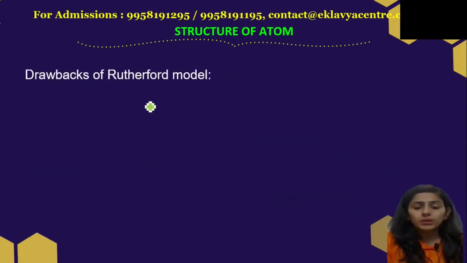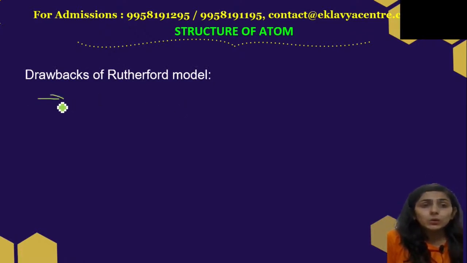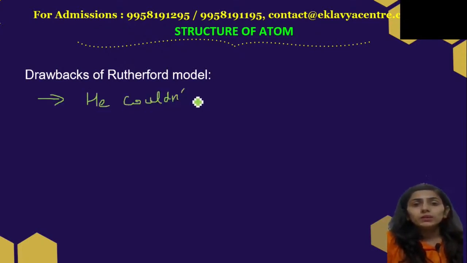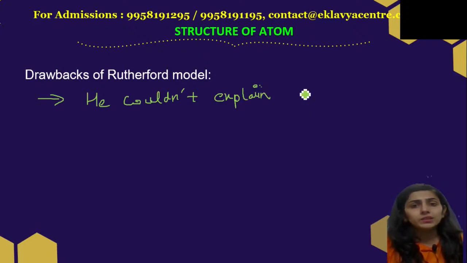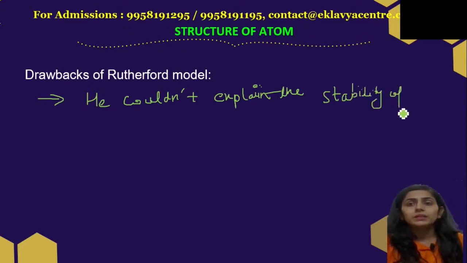Next we have the drawbacks of Rutherford. The first and major drawback of Rutherford was that he could not explain the stability of the atom. He said yes, we have positively charged protons and negatively charged electrons, and that the atom is electrically neutral. But in reality, he could not explain the stability of the atom. His theory actually failed. How? I'll explain. Just give me a minute.